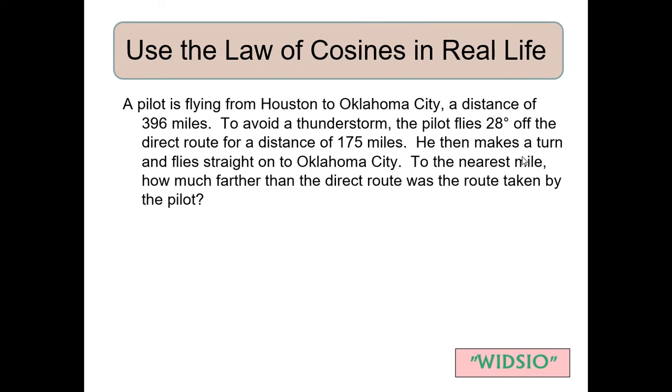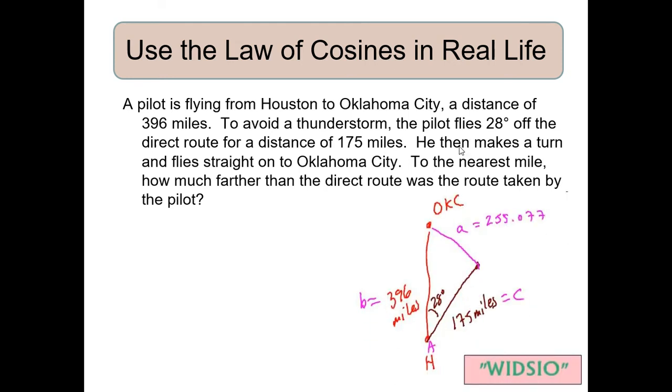That's a little bit confusing, so let's make a sketch of it to figure out where he's going. He's here at Houston and he wants to fly directly to Oklahoma City, which would be 396 miles. But he can't do that because of the thunderstorm. So he flies 175 miles off course at a 28-degree angle until he can get around the thunderstorm. And then he flies directly to Oklahoma City. And we're going to figure out what that is.